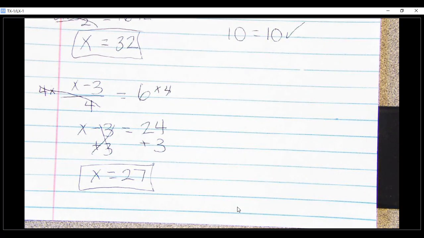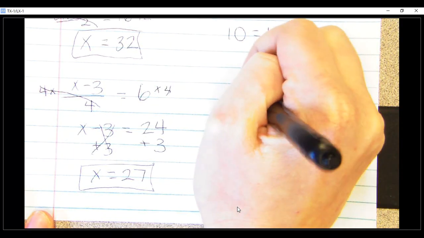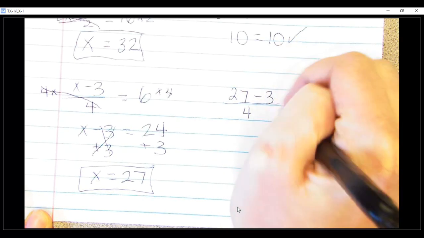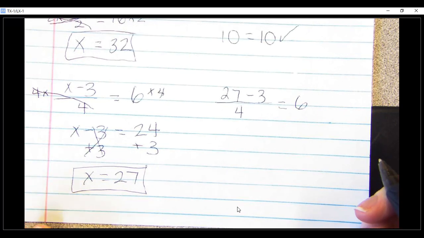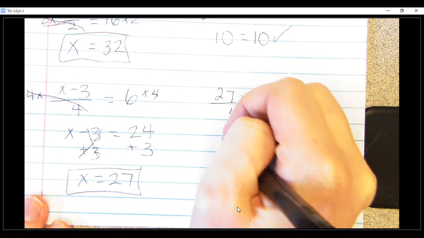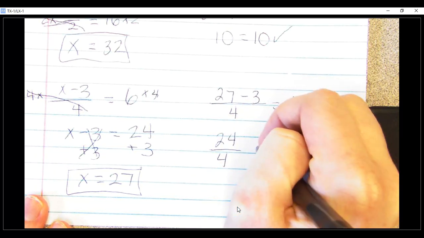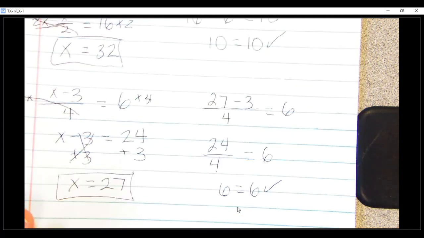But you know what comes next. We have to check our answers. So I am going to plug in 27 for x, subtract 3, and divide by 4. And that should equal 6. 27 minus 3 is going to be 24. And 24 divided by 4 is 6.